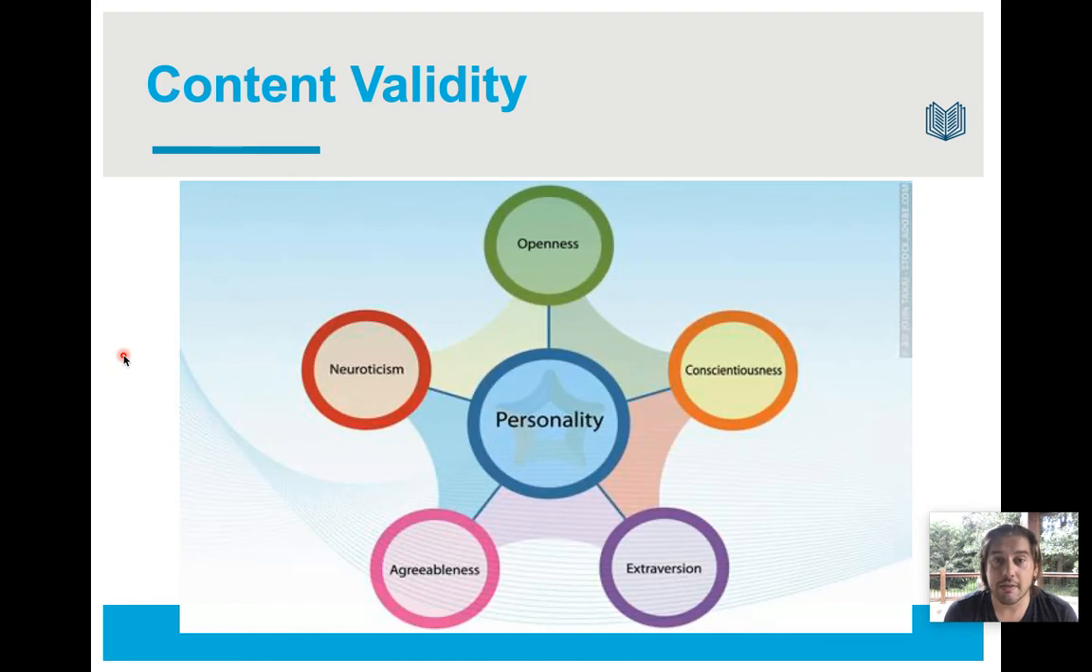It looks like this. We can think of these 5 factors: openness, conscientiousness, extroversion, agreeableness, and neuroticism, as sort of 5 arms of personality. And when we put them all together, then we have a complete picture of someone's personality. But each arm represents its own distinct thing. The theory falls apart if you don't have all 5 of these.